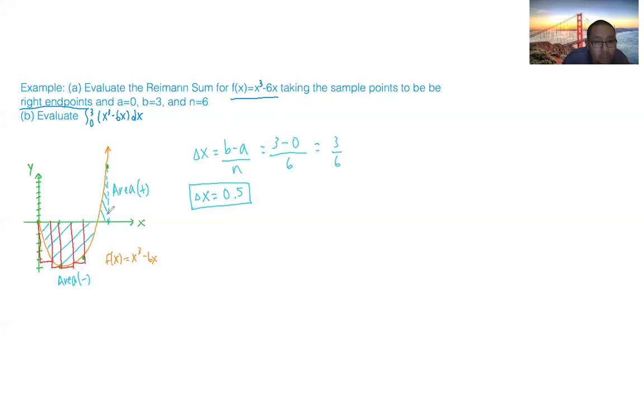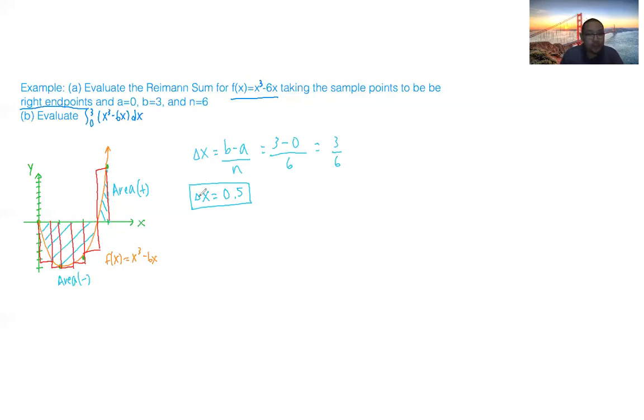Another one. Okay, this is going pretty well, actually. Another one. And then another one. Okay, so 1, 2, 3, 4, 5, 6. 6 subintervals. We did it.